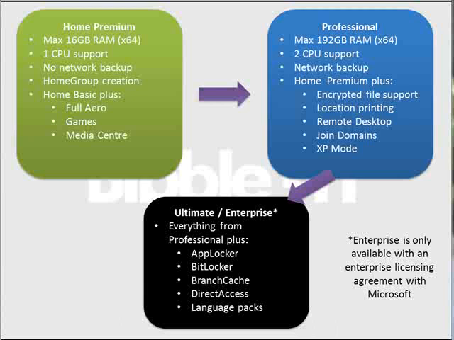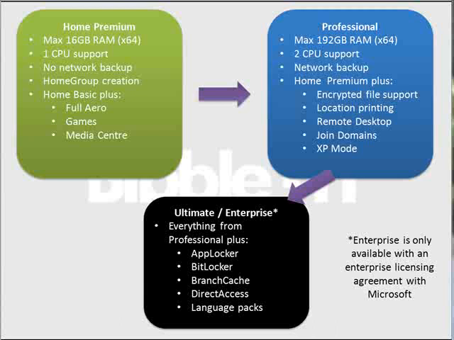Branch Cache is a WAN acceleration type product that lets you try and save on some of the bandwidth to remote locations across your corporate network. Direct Access is a VPN solution that allows users to connect back up into the corporate network while they're roaming out and about. And lastly, language packs let you download different language packs direct from Microsoft and add them into your machine.